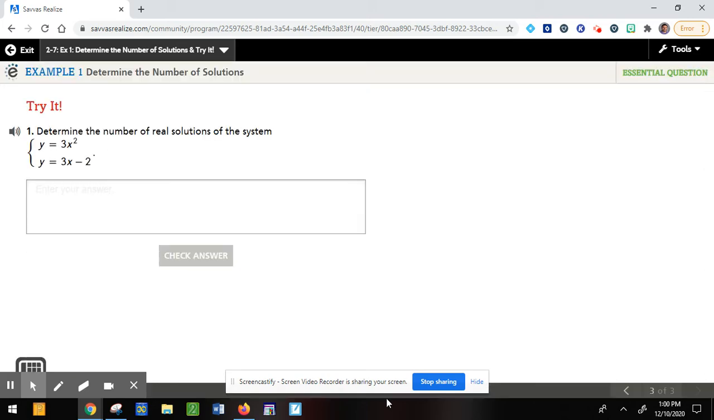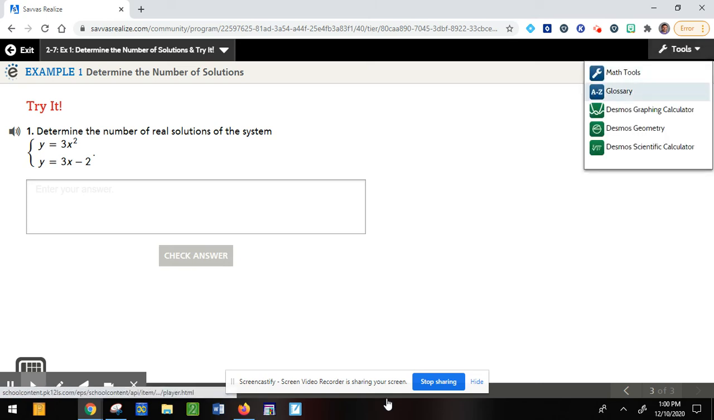Let's look at this one. Basically it's the same type of thing. You've got a quadratic equation and a linear equation. Determine the number of real solutions. So it's not even asking what the solutions are, just how many. We're going to figure that out by graphing it. That's the best way to do it.